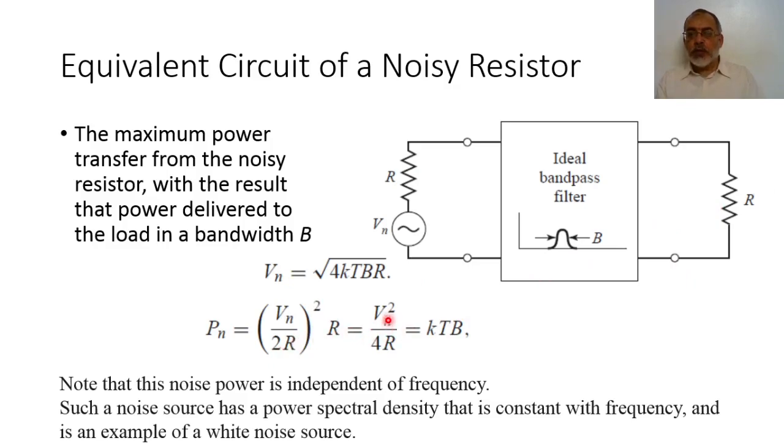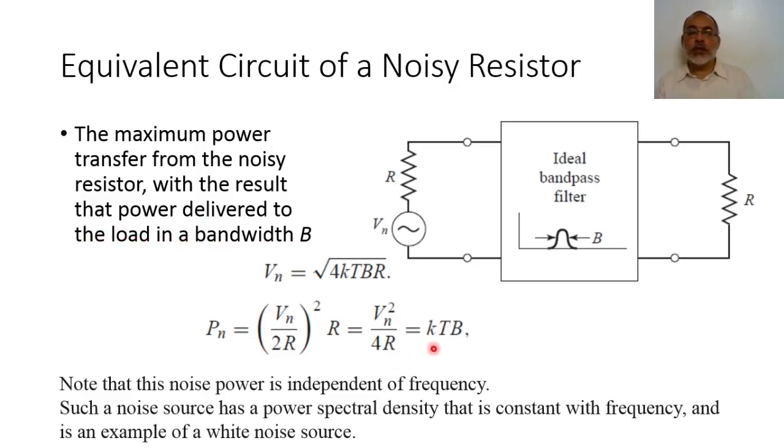By simplifying this, it would be Vn squared over 4R. So Vn squared, and here we have 4R squared in the denominator, and we have R here. So it would be Vn squared over 4R. And by replacing Vn by the square root of 4kTBR, Vn squared will be 4kTBR over 4R. This means that the maximum noise power delivered from the noisy resistor to the load resistance would be K multiplied by T multiplied by B. Or in other words, the maximum power delivered to the load in a bandwidth B would be kTB.